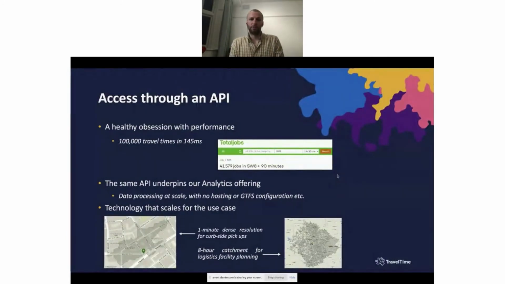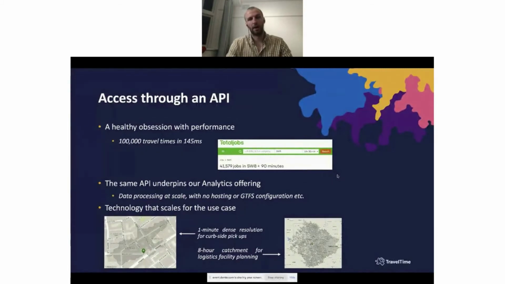So we then make these models available, and we do this all through an API. We are obsessed with performance. As I mentioned, one of the use cases we have for the API is to be on search sites, allowing consumers or customers to search listings by travel time. And the key to that is performance. Anything that slows down a site is going to churn the traffic. So we have to be able to calculate hundreds of thousands of travel times incredibly fast. At the peak of what we can do, we can now do 100,000 travel times in about 145 milliseconds.